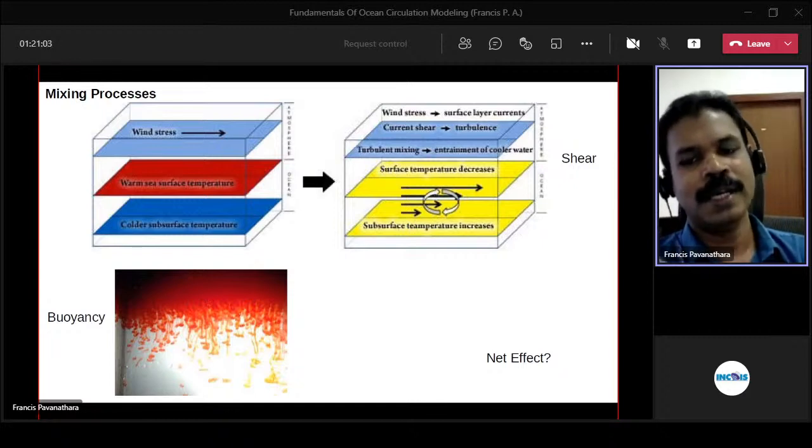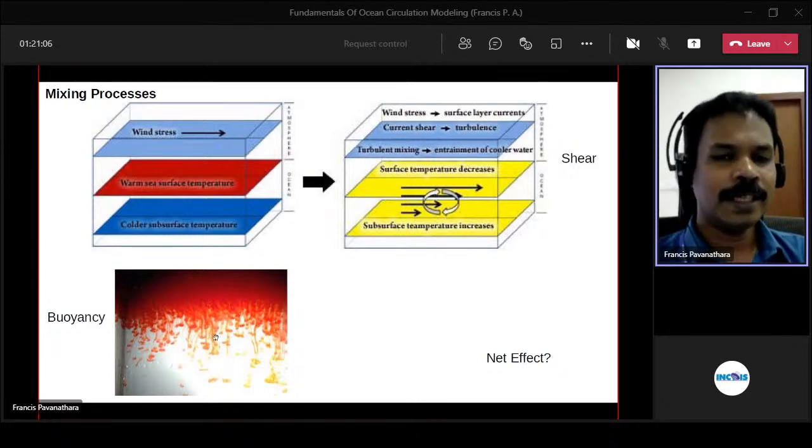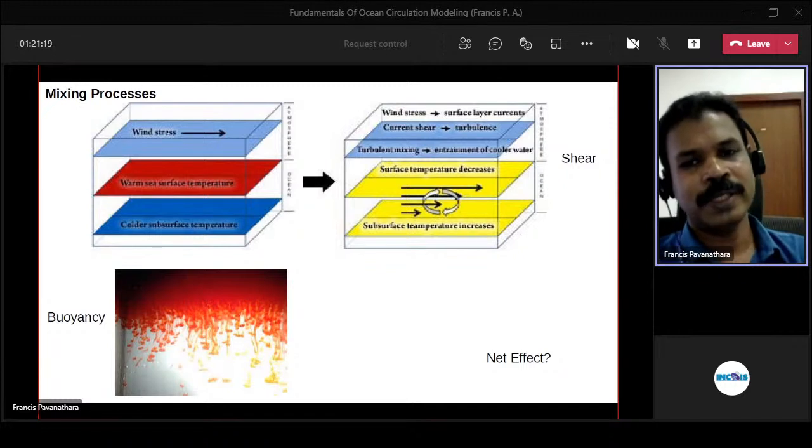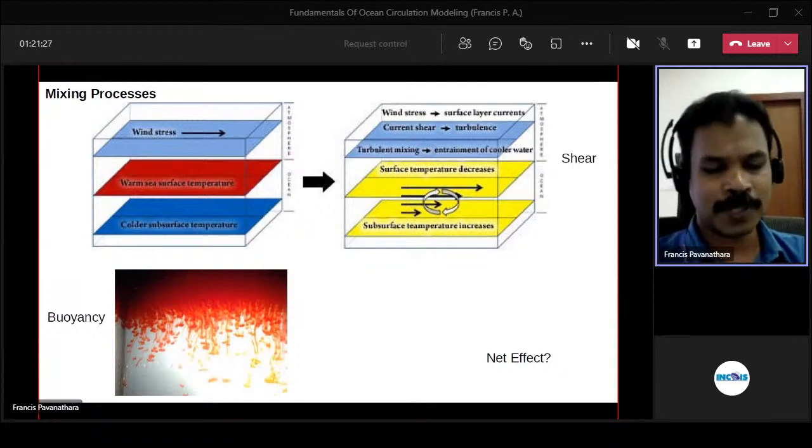This process takes place. And the other process which we talked about is due to buoyancy. That means if the surface waters become denser, they start to sink. It's a buoyancy driven process. So these two processes in general are going to determine the mixing process in the ocean.